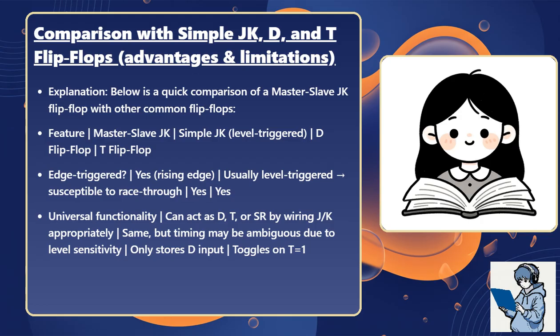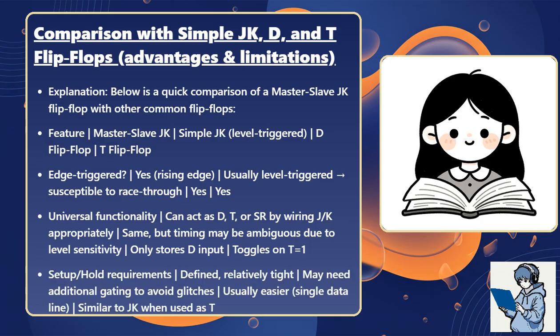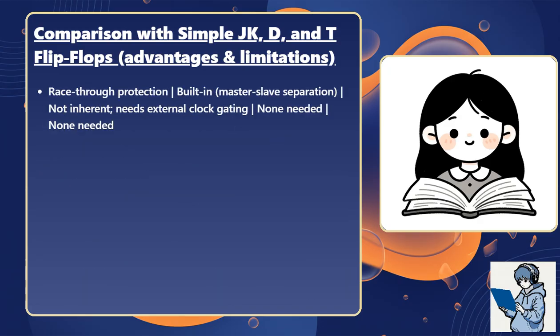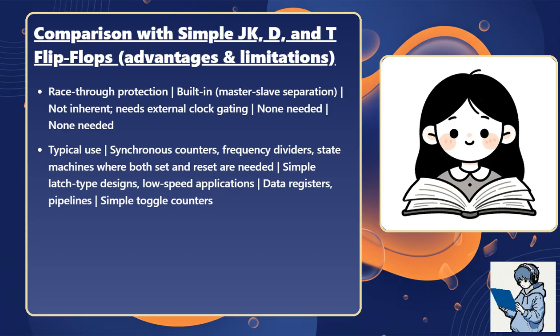Only stores D input, toggles on T equals 1. Setup and hold requirements: defined, relatively tight, may need additional gating to avoid glitches. Usually easier, single data line, similar to JK when used as T. Race-through protection: built-in master-slave separation, not inherent, needs external clock gating. None needed. Typical use: synchronous counters, frequency dividers, state machines where both set and reset are needed.